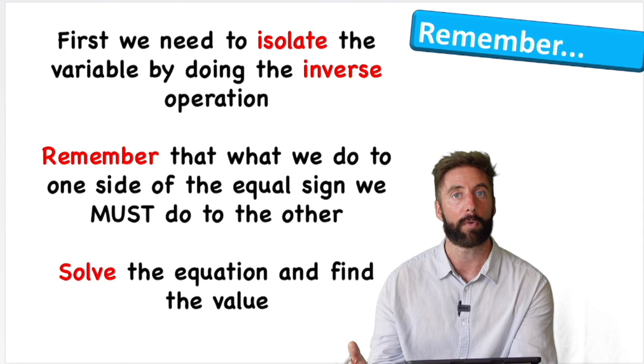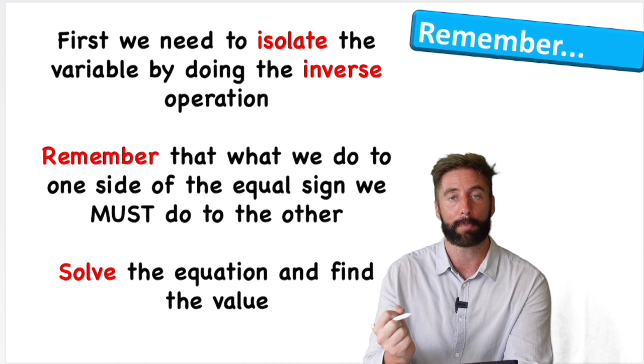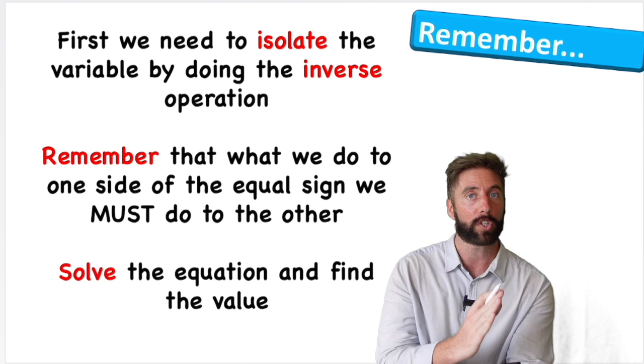So there you go. That is everything you need to know about one-step equations or missing number equations. Let's look at some things to remember. First, we're going to isolate the variable. We want that variable on its own. And the way we're going to do that is by getting rid of whatever it's attached to by adding the inverse. But remember, whatever we do on one side has to be done on the other side of my equation to make sure that it's balanced.